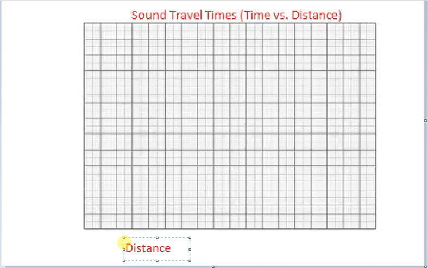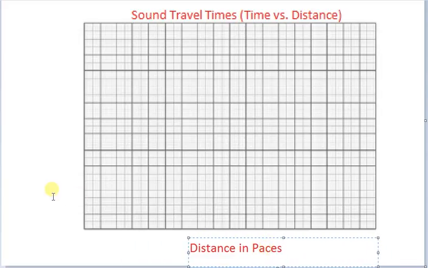And if I just put the label here, distance, that actually wouldn't be good enough, because I need to be able to say what units my numbers are going to be in. Now, we didn't do a very scientific unit. We used paces because it was quick and easy for us, but we're still going to put that down. So we're going to say distance in paces. Alright, so go ahead and write down distance in paces and put that title at the bottom of your graph.